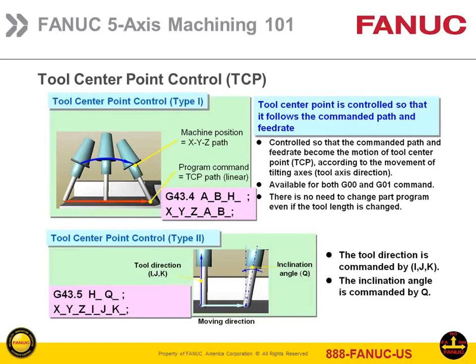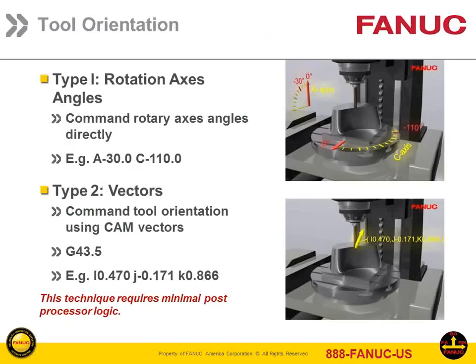With type 1, you use a G43.4 with an H word for your tool length and your pivot distance or whatever it might be, along with an X, Y, Z, A and B, B and C, or whatever your rotary axes are. And then type 2, use a G43.5 with an H word. The Q is the angle of the tool, and you use an I, J, and K. All right? And with that, you show the different rotation axis angles with type 1. So it'd be like B minus 30, C minus 110. Type 2 are the vectors type.